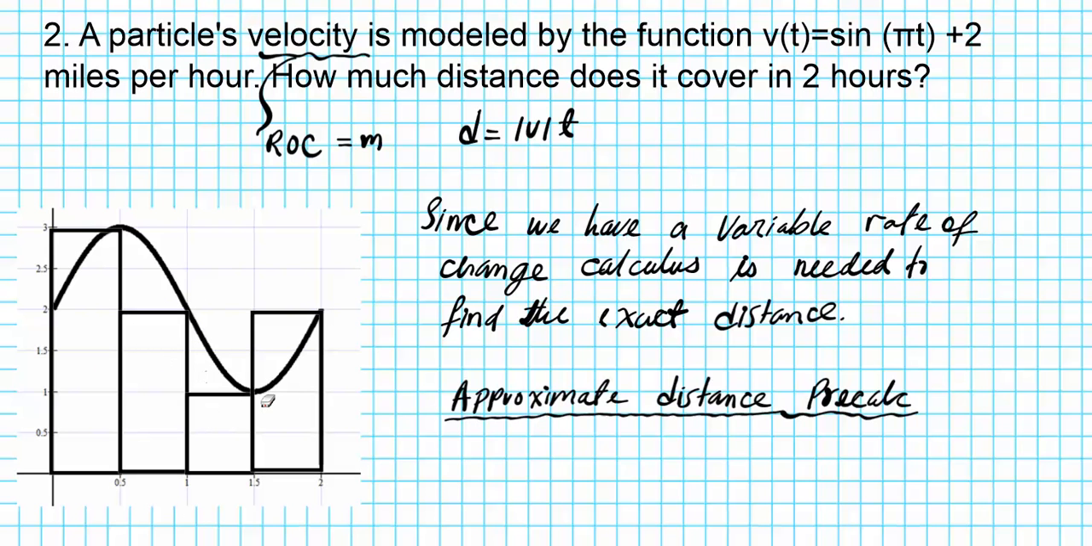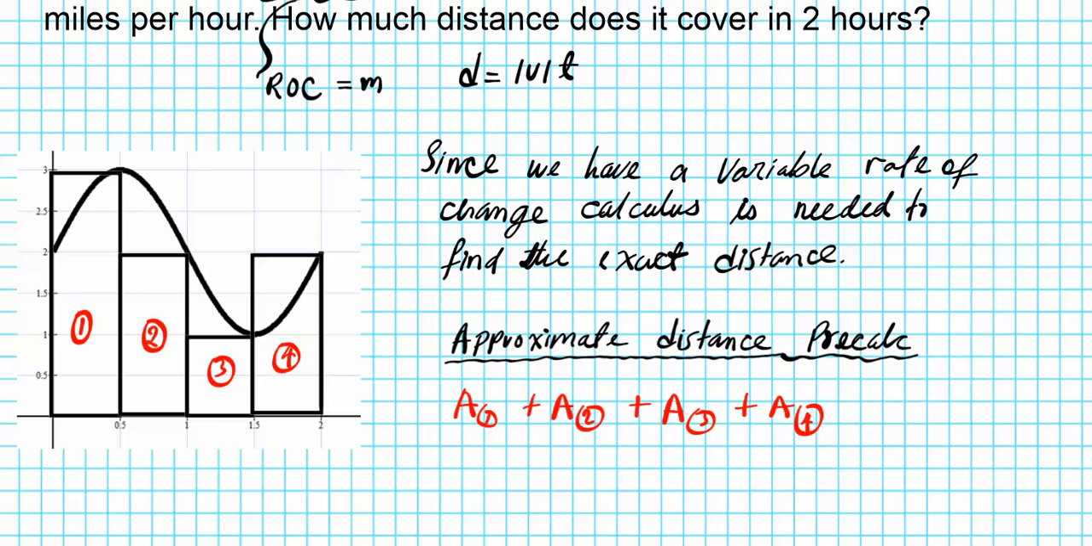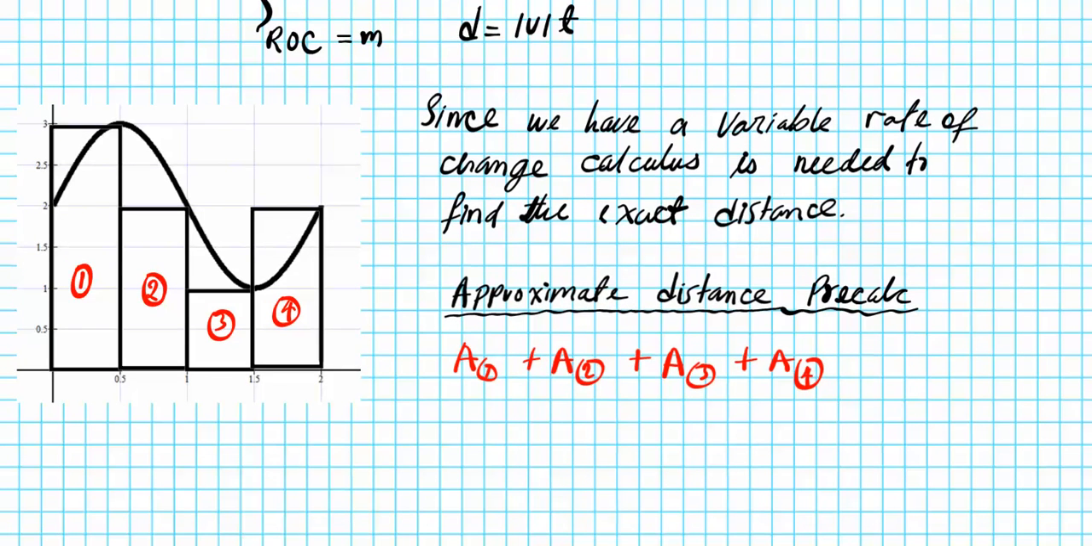So what we have is four basic geometric figures, four rectangles, and that will give us an estimate of the exact area. We have rectangle 1, 2, 3, and 4. The area of rectangle 1 plus the area of rectangle 2 plus the area of rectangle 3 plus the area of rectangle 4 is an approximation of the exact area underneath the curve, which is basically the distance covered. We know the area of a rectangle is length times width.